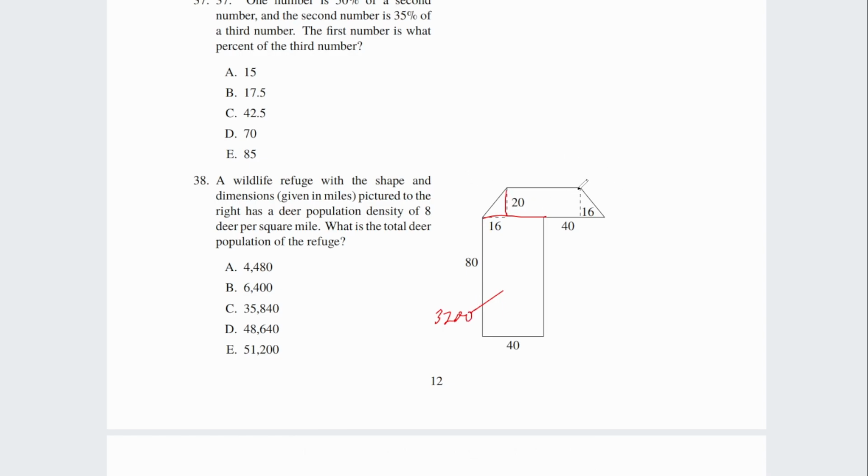In each of these, we have the same size, 16 by 20 triangles. And if we add 16 by 20 triangles to each other, we get a total area of 320. Because again, half of 16 times 20 plus half of 16 times 20 equals 16 times 20. So these are going to equal 320.